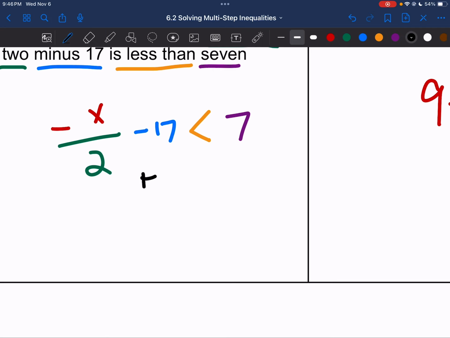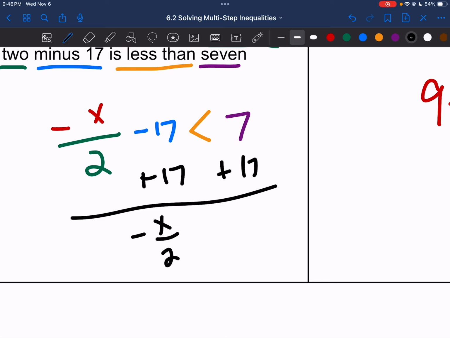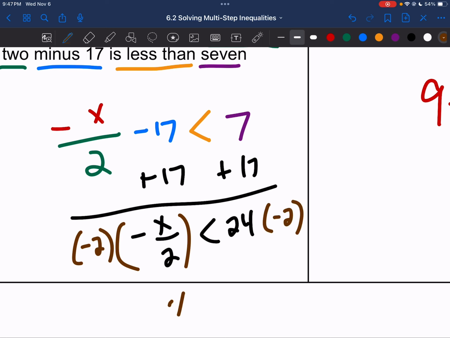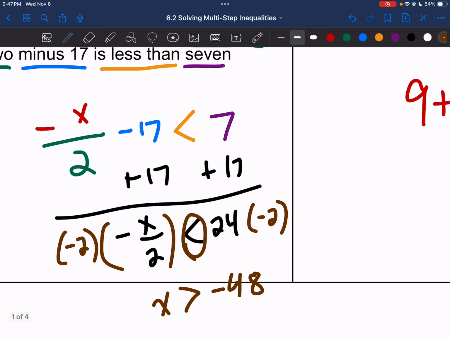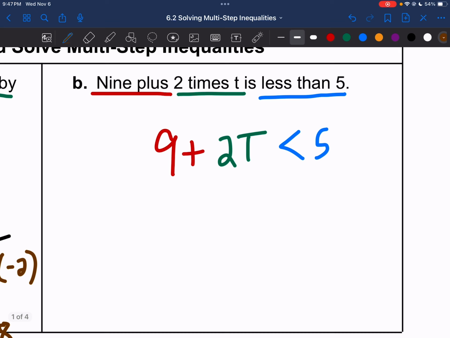So now we're going to add 17 to both sides. We're going back to letter A. So we add 17 to both sides. We have negative x over 2 is less than 24. And then we are going to multiply both sides by negative 2. We get x is greater than negative 48. I'll rewrite that so it's a little clearer. Negative 48.